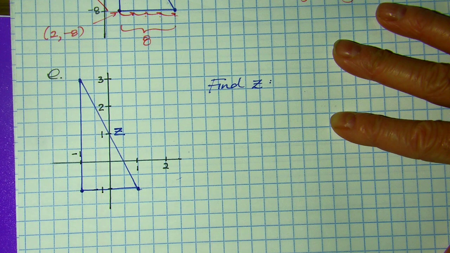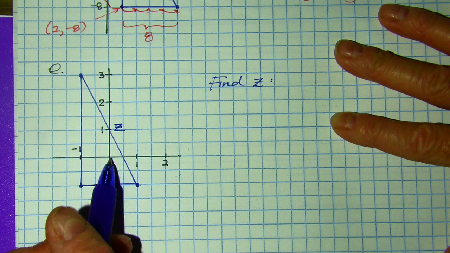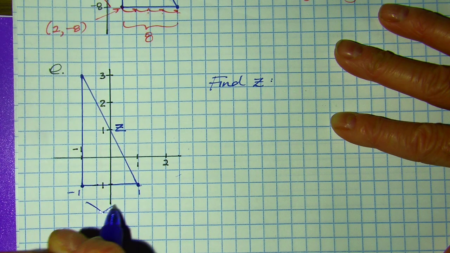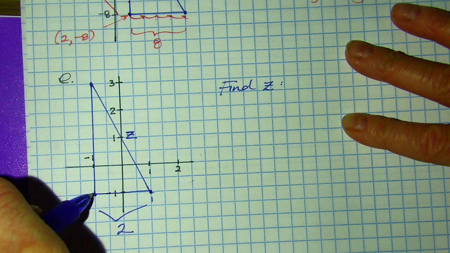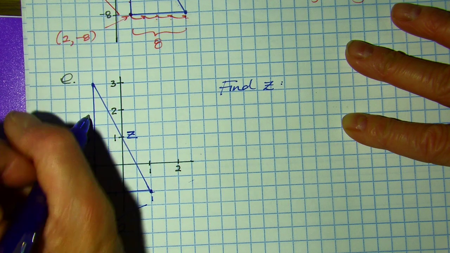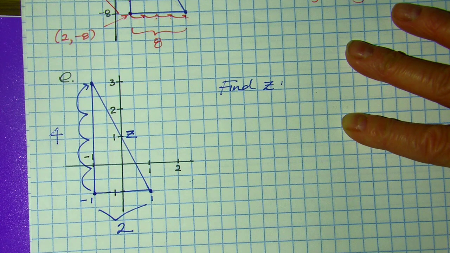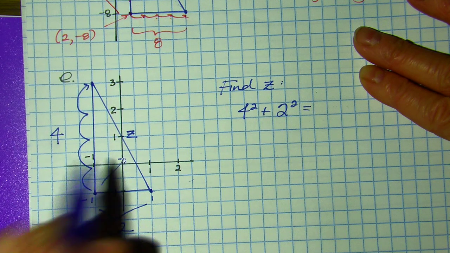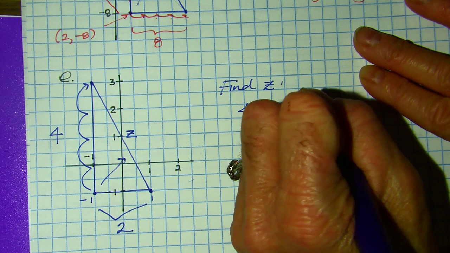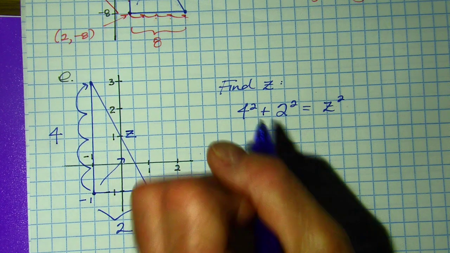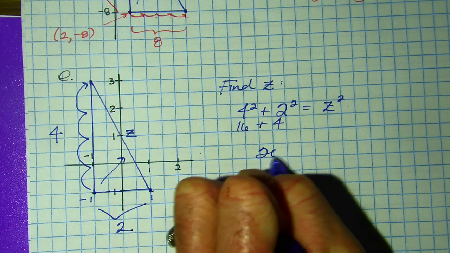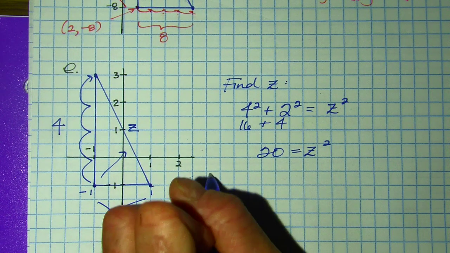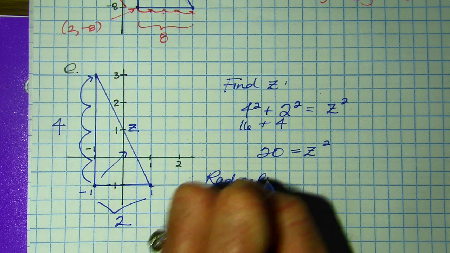All right, so part E, in this one we are going to find z. I noticed the scale is a little different. They did every 2 boxes is 1 unit. So this is at 1 and this is at negative 1, so the length of this one is 2. This would be 1, 2, 3, 4, so the length of this side is 4. So 4 squared plus 2 squared equals our longest side, the hypotenuse, z squared. So this gives me 16 plus 4, so 20 equals z squared. This asks for our answer in both forms, radical and decimal.